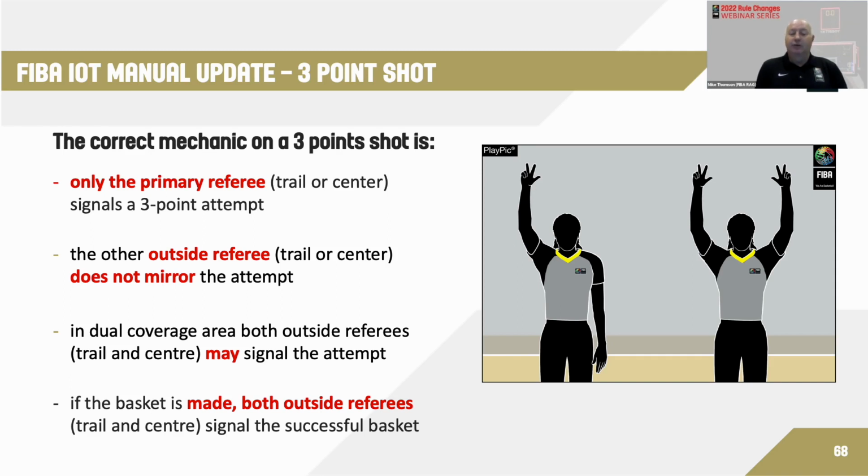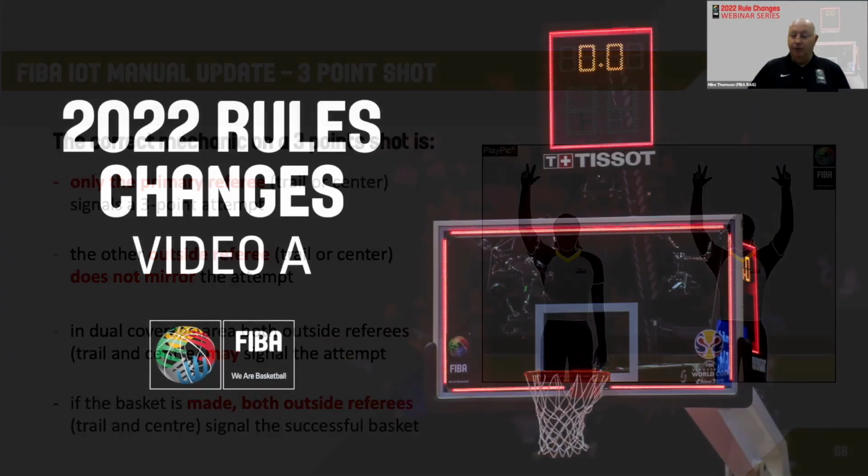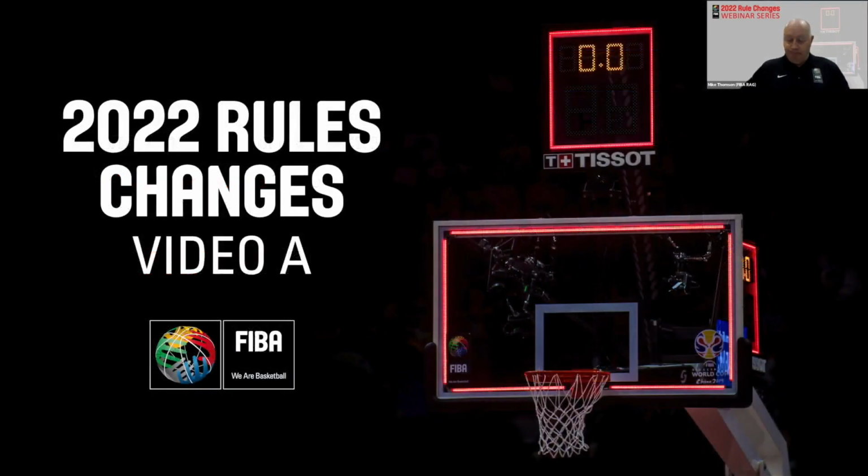However, if the basket is made, both outside referees, trail and center, signal the successful basket. Remembering this is all about communication of the attempt and the successful basket, and it's a successful basket that the scorers table cares about. Petra, if we can, I believe we're at the videos now of these.